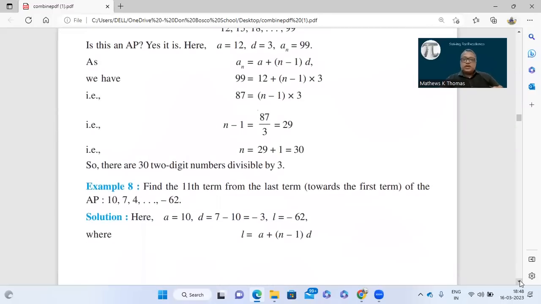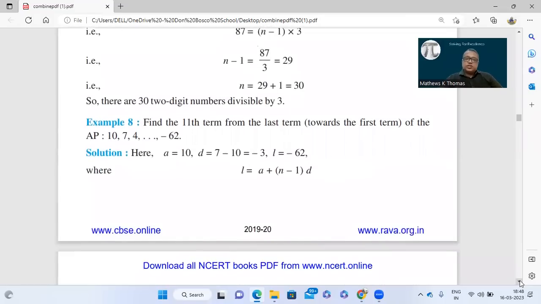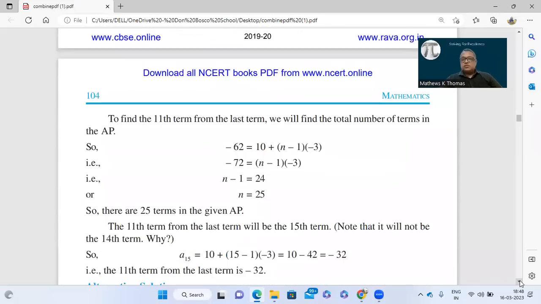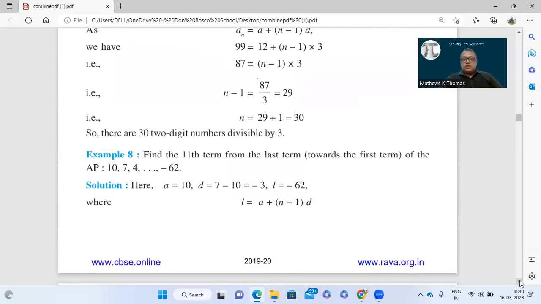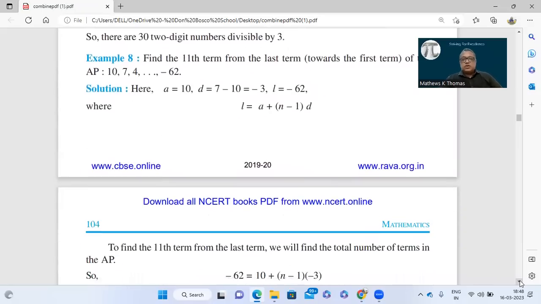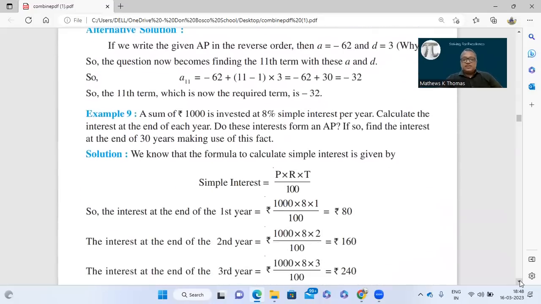Now please remember, n has to be a positive whole number. It cannot be negative. It cannot be fraction. Example number 8. Find 11th term from the last term. Very important. From the end, when you're doing, you'll have to reverse the series and do it. Okay, so last term from the end. This is very important. How to do it is already there. So find the 11th term, not 11th term from the beginning. It's 11th term from the last term. So there is also one question in the exercise given like that.